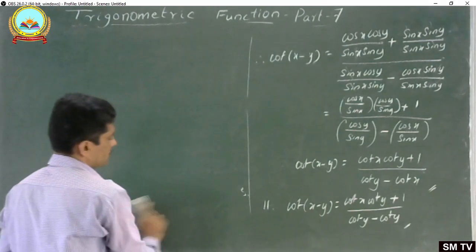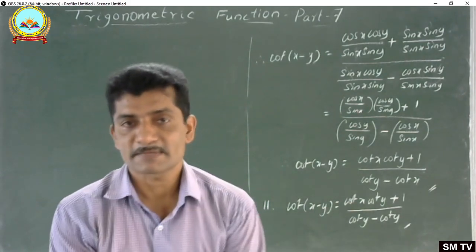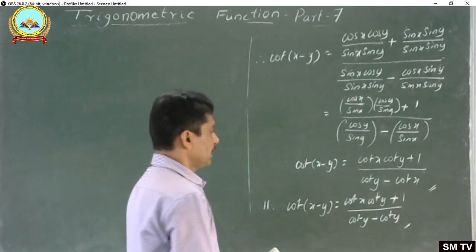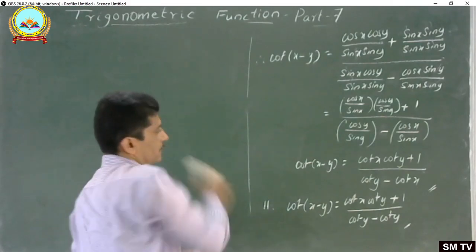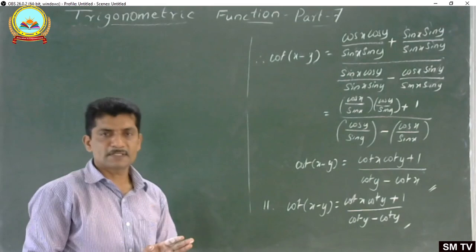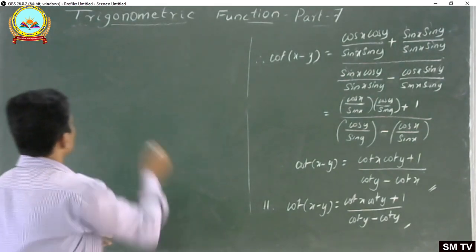In compound angles, there are 8 results: sine of x plus y, sine of x minus y, cos of x plus y, cos of x minus y, tan of x plus y and tan of x minus y. Next, the same sum and difference formulas are used in proving the allied angles. It is also a very, very important result.